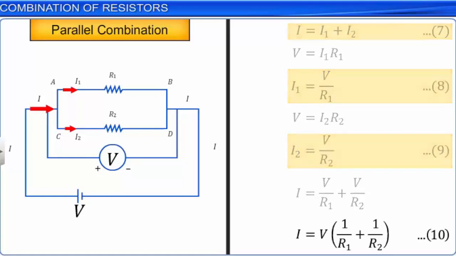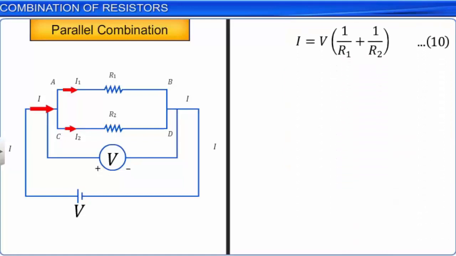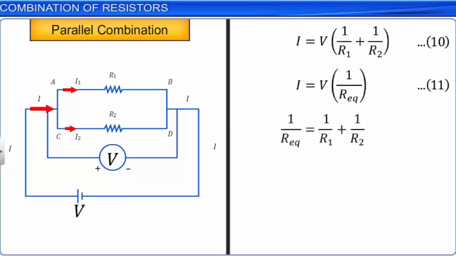Equation 10 can be rewritten in the form I is equal to V into 1 by Req. Let this be equation 11. Req is the equivalent resistance of the parallel combination of resistors. From equations 10 and 11, we can write 1 by Req is equal to 1 by R1 plus 1 by R2. Let this be equation 12.